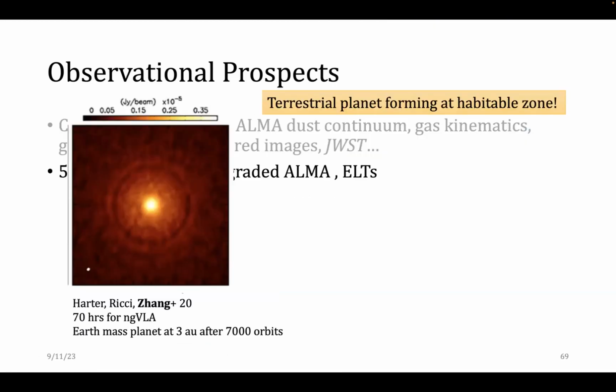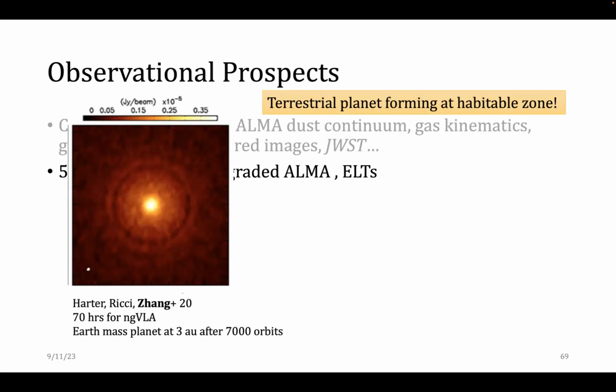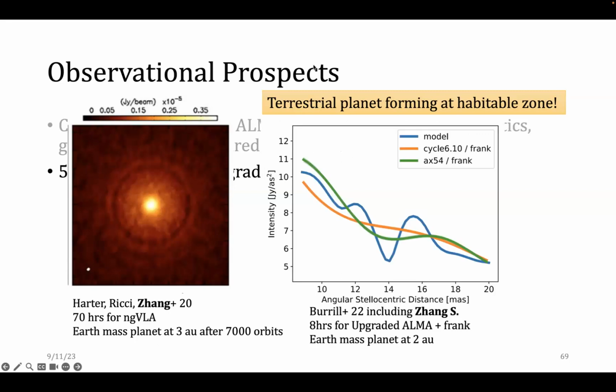In the longer future, in 5 to 10 years, we should expect the ngVLA, upgraded ALMA, and ELTs to come online. And we have shown that we have the potential to observe the gap carved by just an Earth-mass planet at 3 AU, and it can be observed by ngVLA. This means that we can probe terrestrial planet formation in the habitable zone in the near future. This is similar for the upgraded ALMA and also ELT.